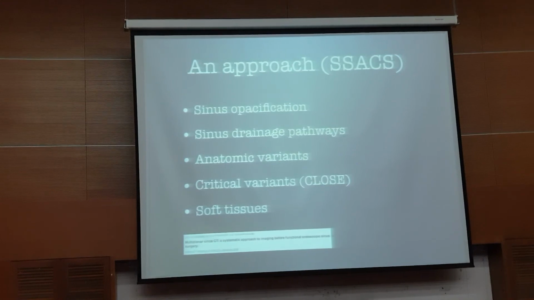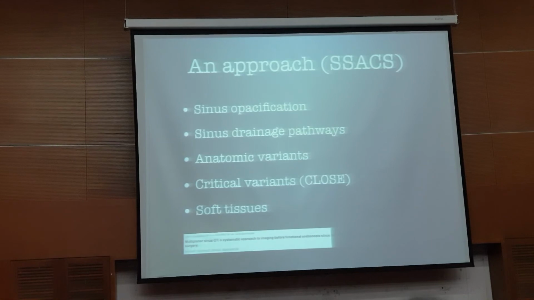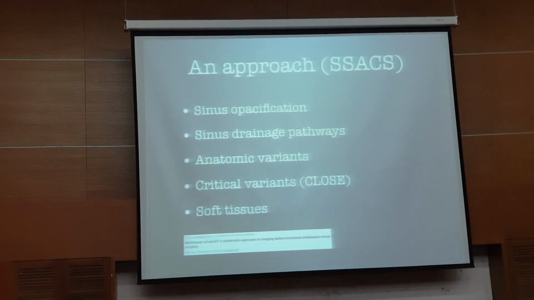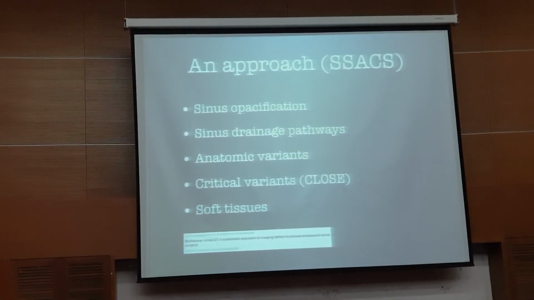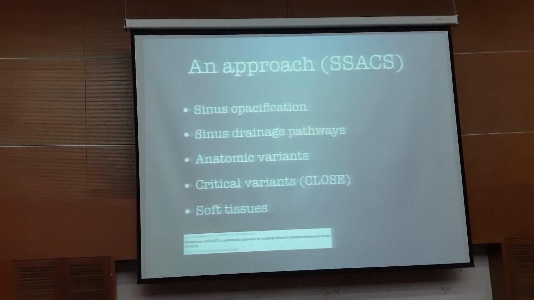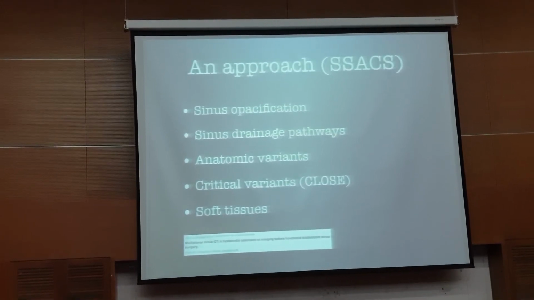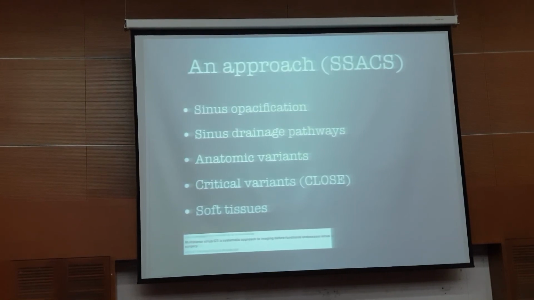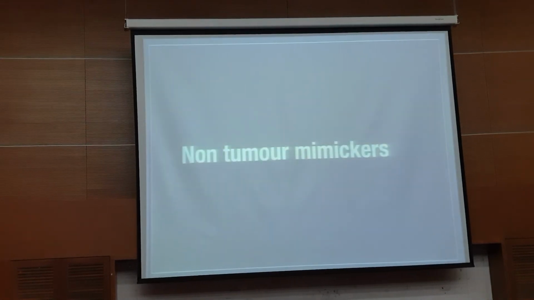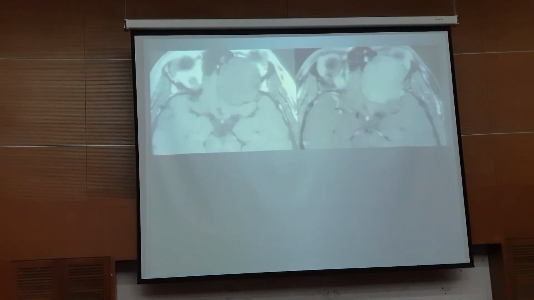So I think I'm done for this talk. The way I find very useful to look at sinus CT is to look for, firstly, a classification pattern, the drainage pathways, whether they're patent or not, and variants, both the anatomic ones and clinical ones. It's useful to use the CLOSE mnemonic so that I'm going through everything. And finally, you can look at the soft tissue as well.